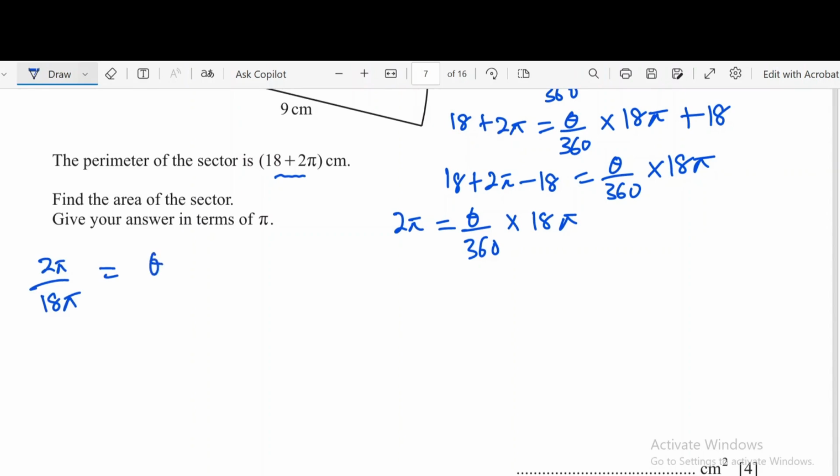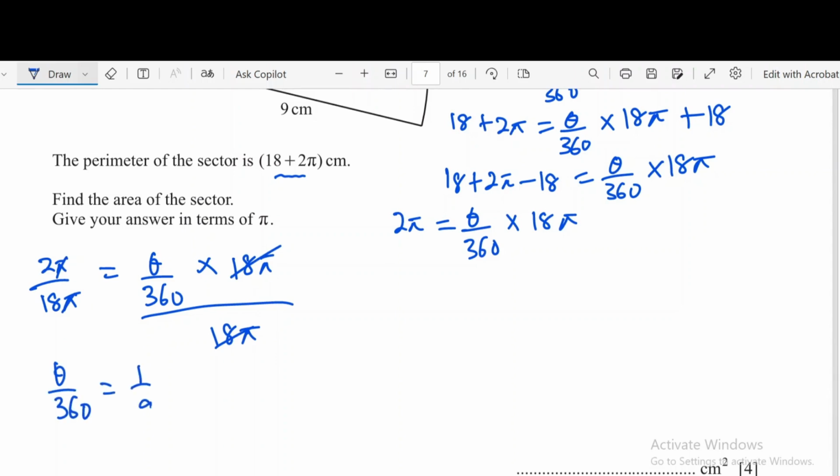This side is going to be left with theta over 360, because we have also divided by 18 pi. That is, this 18 pi, if we divide both sides by 18 pi, this and this will cancel out. So this will give us 2 over 18, which is 1 over 9. So theta over 360 is equal to 1 over 9. Okay. So let's look at area now.